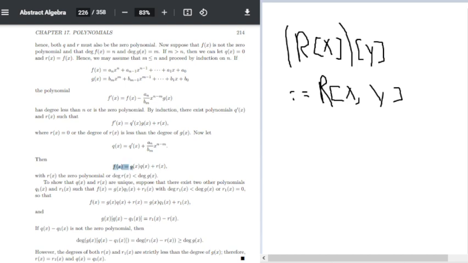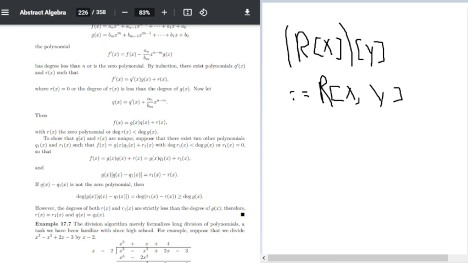So let me just make sure I'm fully convinced of this. So we define f prime of that. So g of x q of x plus r of x. Yes, that looks right. That looks right. With r of x is the zero polynomial, or degree of r of x less than the degree of g of x.